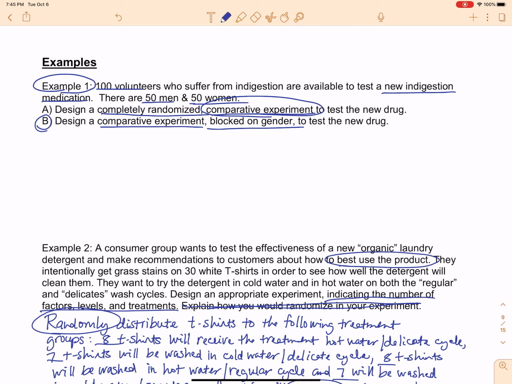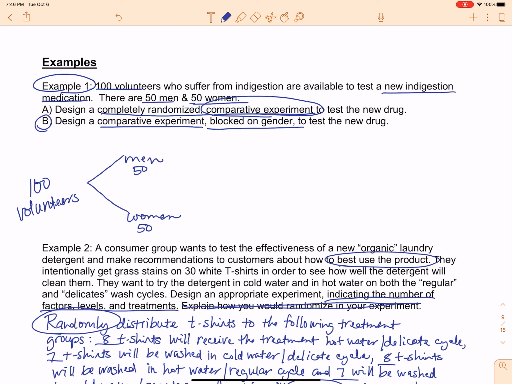In other words, one of my blocks will have a certain characteristic and the other block won't, or it'll have a completely different characteristic. So what would this look like? I'm going to take my 100 volunteers and block them on gender. I'm going to put the men here and the women here. So I've got 50 men and 50 women. Blocking is always done consciously and on purpose. It is not random.